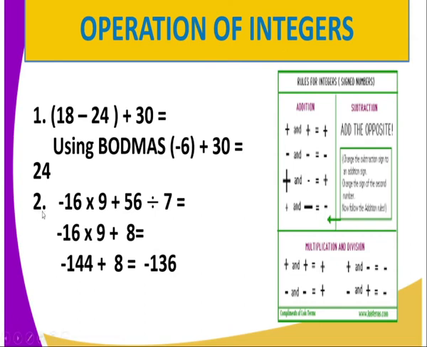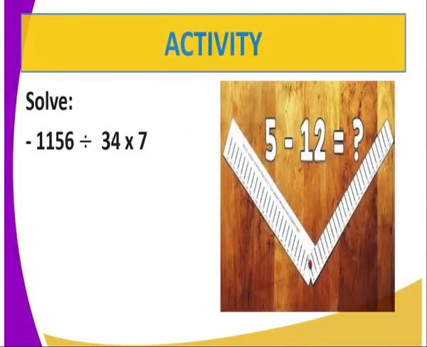You can also have negative 16 multiplied by 9, then add 56 divided by 7. We are also going to use BODMAS, where the first thing is to divide. So 56 divided by 7 gives 8. Then you multiply negative 16 by 9 to get negative 144. Then we add negative 144 plus 8 to get negative 136.